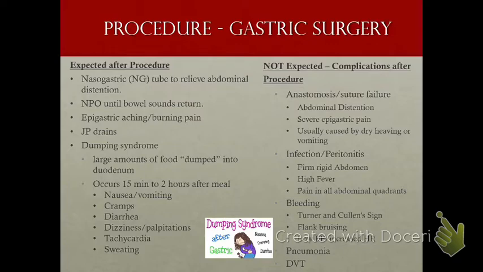So NPO definitely until your bowel sounds return and your intestines are working, because whatever we put in there needs to be able to pass through and not get stuck. So if your bowels are not moving things through, I'm not going to re-lecture you about bowel sounds, but how do you listen to bowel sounds? Each section, and for how long?